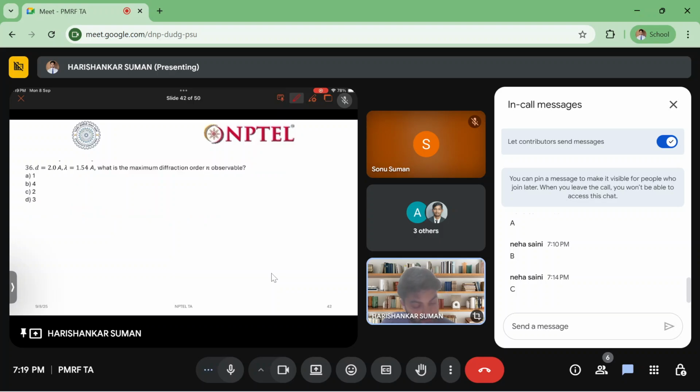Next question. d is given as 2 angstrom, lambda is given. What is the maximum diffraction order n that can be observed? You have to find out the maximum diffraction order n. Options: 1, 2, 4, 3. You can take 2 minutes for this question also. Try to solve, then I will discuss.